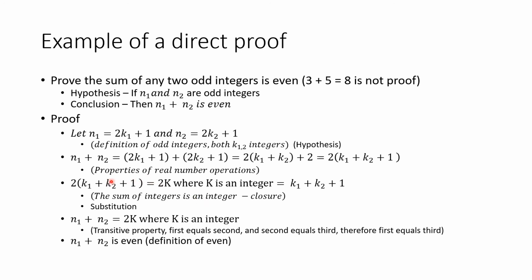So look what we have. The first is equal to the second, and the second is equal to the third. So the first is equal to the third, where k is an integer. That's called the transitive property. The first equals the second equals the third, therefore the first equals the third. So we have proven that n1 plus n2 is even because of the definition of even. It's 2 times an integer. So we have now proven our first theorem, and that's an example of a direct proof.